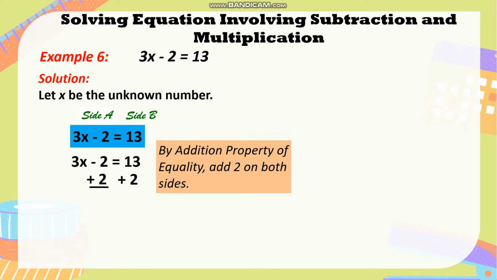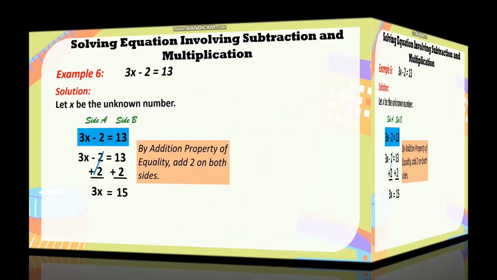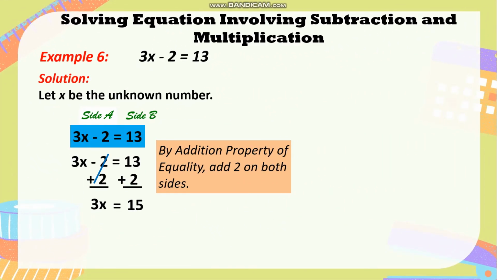Then, cancel out negative 2 and positive 2 dahil ang sum ng opposite integers ay 0. Kaya, ang natira na lang ay 3x. Copy the equal sign. Isolve natin ang side B. 13 plus 2 equals 15. Kung titingnan natin ang ating new equation, 3x equals 15, meron pa ring naka-attach na number sa ating variable na x.